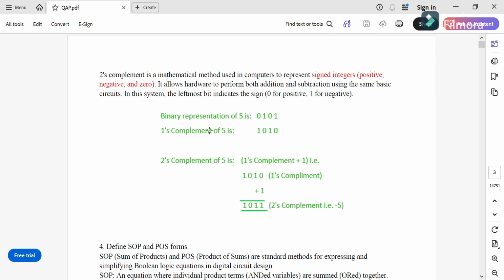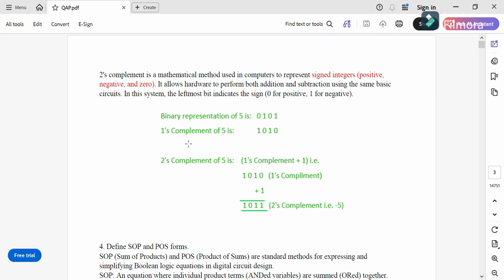Now write the example. Just represent one decimal number with the binary number. Here I am taking the example of 5. 5 is represented in binary as 0101. You all know the method of finding the 2's complement: first we calculate the 1's complement, then add 1 to it. Then only will we get the 2's complement. That means we are going to represent the negative number of 5.